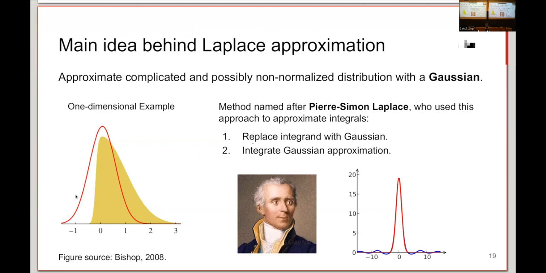We're going to do it in simple models. I'm going to have some examples on one-dimensional cases, as this one. We're going to see another example of binary classification. And then we're going to use these same techniques to approximate integrals with respect to the posterior distributions of neural networks.